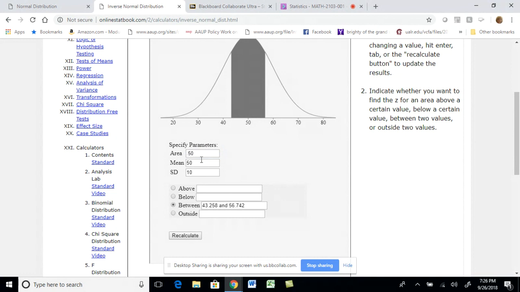Okay. Now, if they just asked you 75th percentile, then you would go 75 here and do it below 75. Remember, percentiles are below. Right. So you would get 66.7. That would be the 75th percentile. Okay.